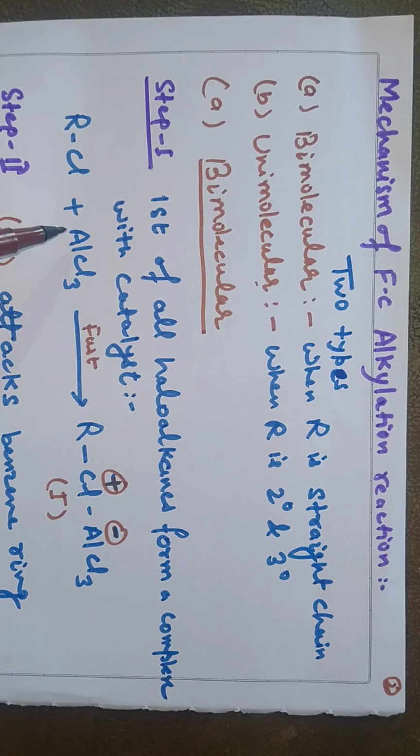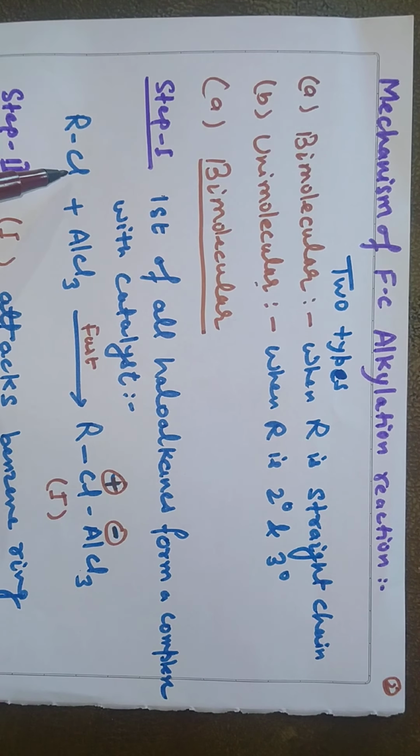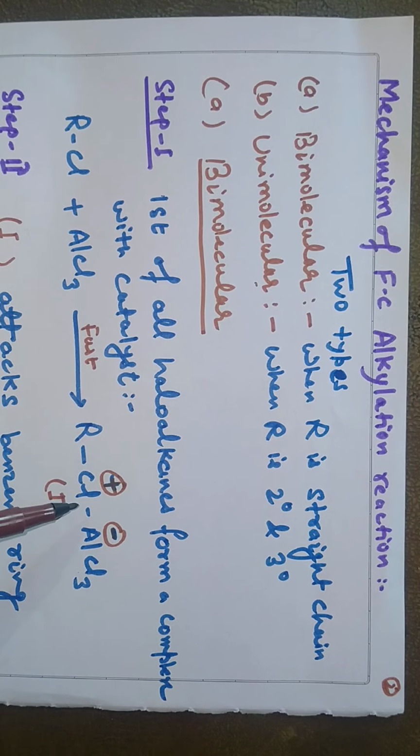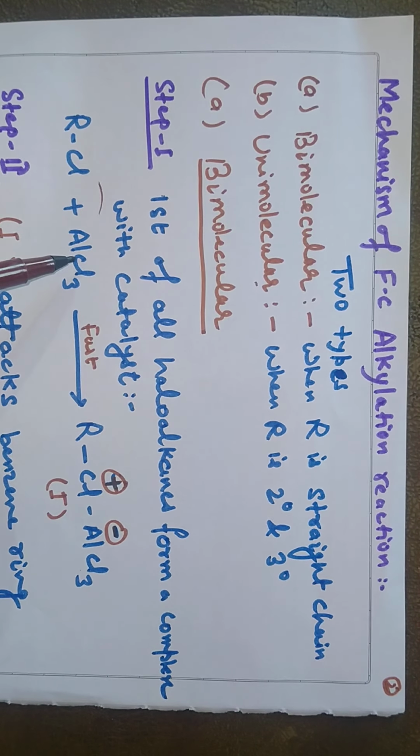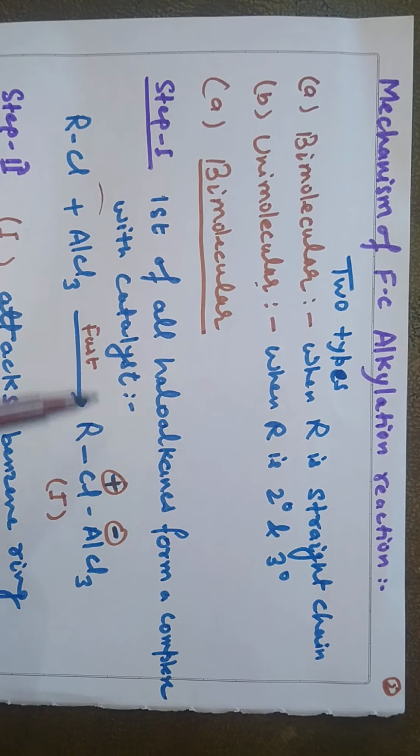form a complex. So here the reaction is very fast, and this chloride ion has a lone pair of electrons, and aluminum is a Lewis acid, that means it needs electrons. Therefore chlorine will give its electron to aluminum. As a result, a complex is formed between haloalkane and AlCl3. So you can see here, since chlorine has given electron, it is positively charged, and aluminum has taken electron, therefore it is negatively charged. So here you will see that a complex is generated, which is indicated by 1.